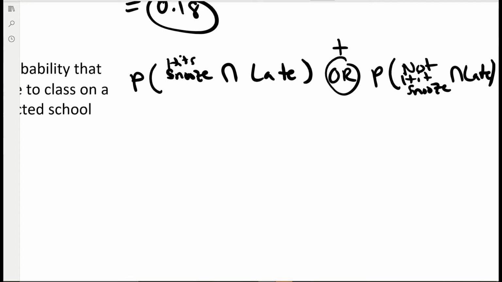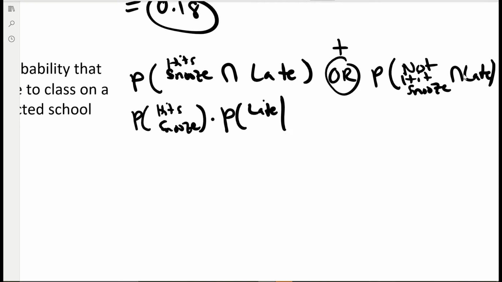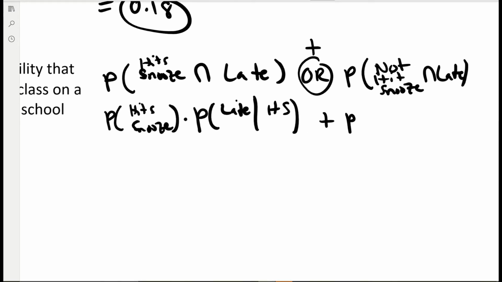So basically, we have 2 multiplication rules joined by the plus sign in between. So this is going to be the probability that he hits snooze times the probability that he is late, given that he hits snooze. I'm just going to say HS for that. Plus the probability that he does not hit snooze times the probability that he is late, given that he does not hit snooze. And we'll shorten that as NHS.